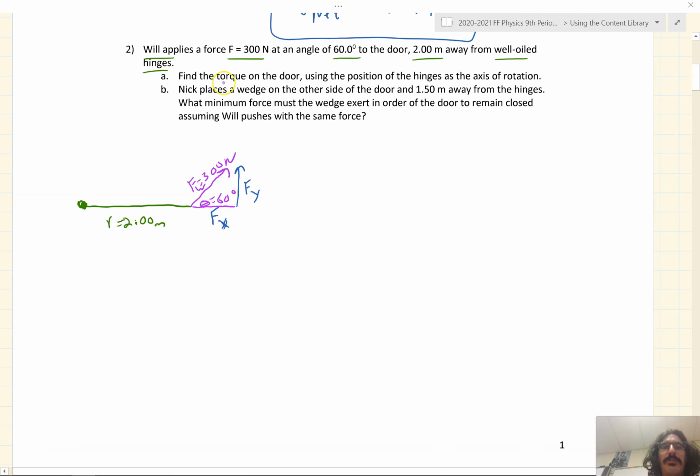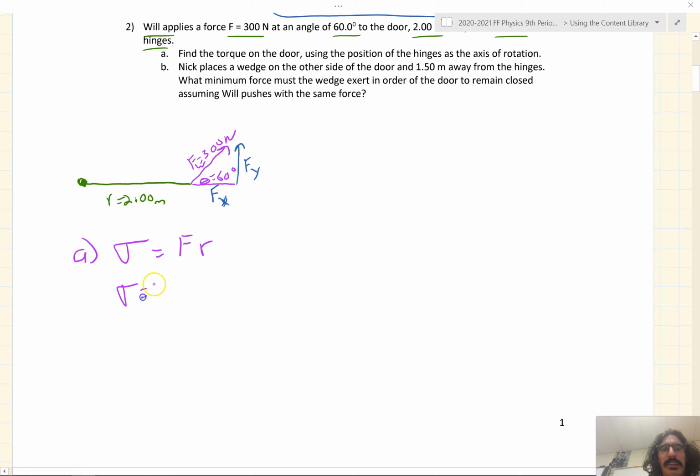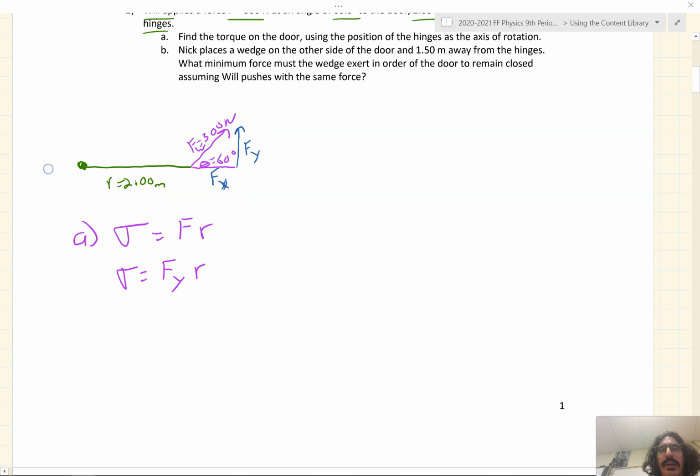Letter A asks, find the torque on the door using the position of the hinges as an axis of rotation. To find the torque, all that is the force times the distance away from the axis of rotation. In this case, it's the force of Will in the y direction, so I'll put F sub y times the distance away from the axis of rotation. F of y will be F Will sine of theta, because it's opposite the angle. So the torque will be F Will times the sine of theta times R.